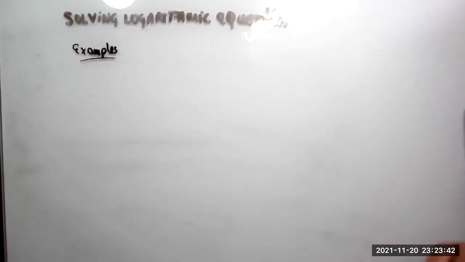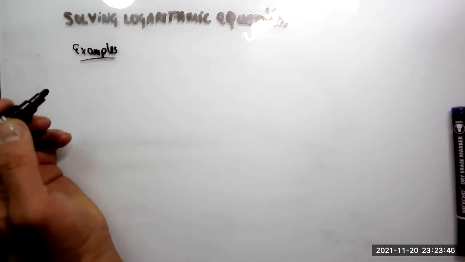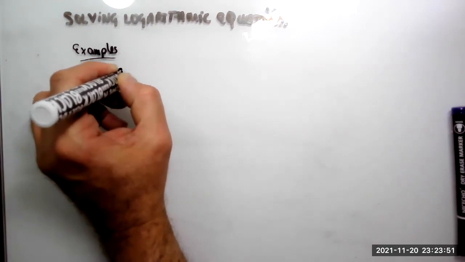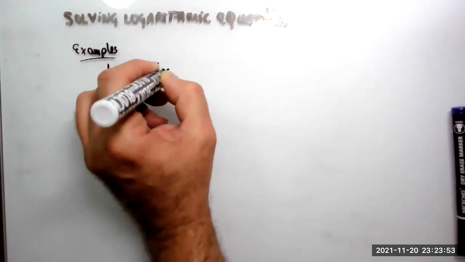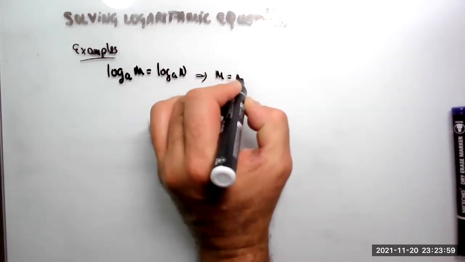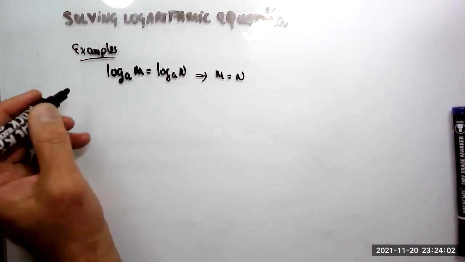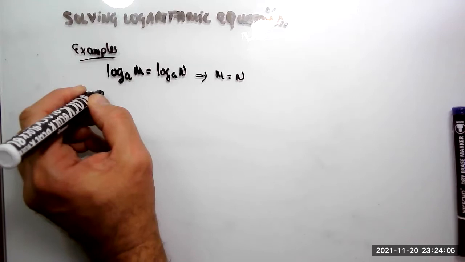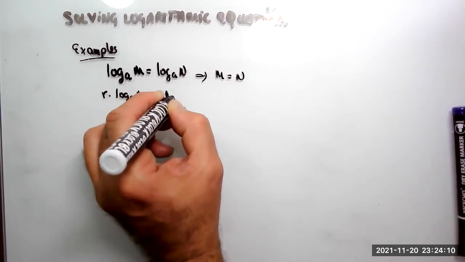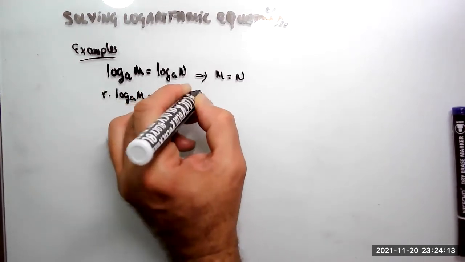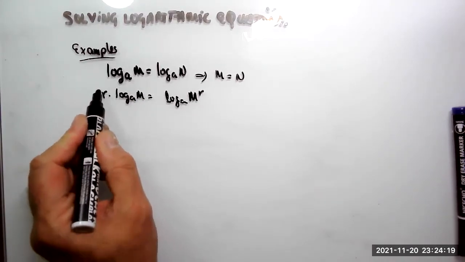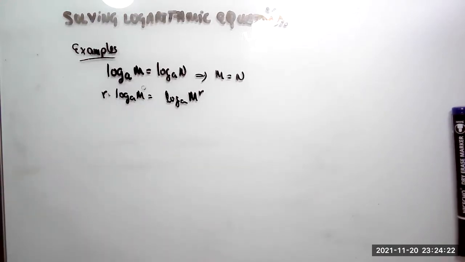For the following set of examples, we're going to use 2 rules that we already reviewed. One is the following. If log base a of m equals log base a of n, as long as it's the same base, of course, the arguments must be the same. Also, we can use the power rule. The power rule states that r times log base a of m equals log base a of m raised to the r. If the log is being multiplied by a constant, this number can be brought inside as the exponent.